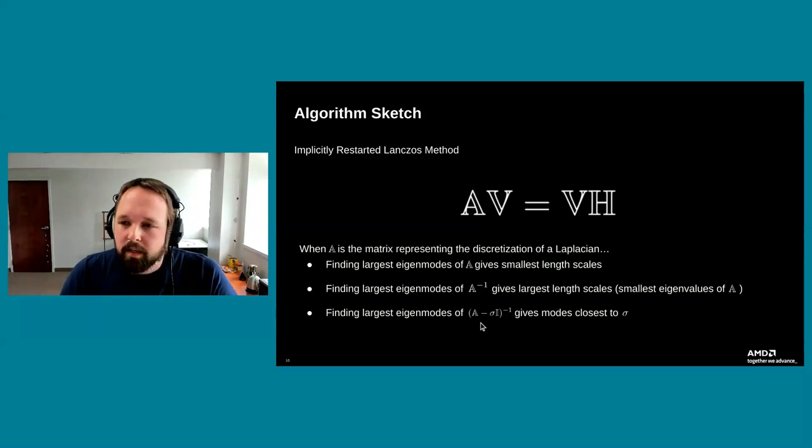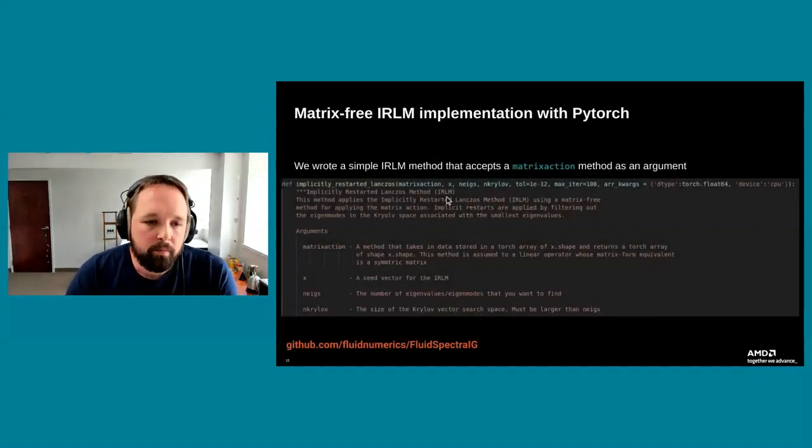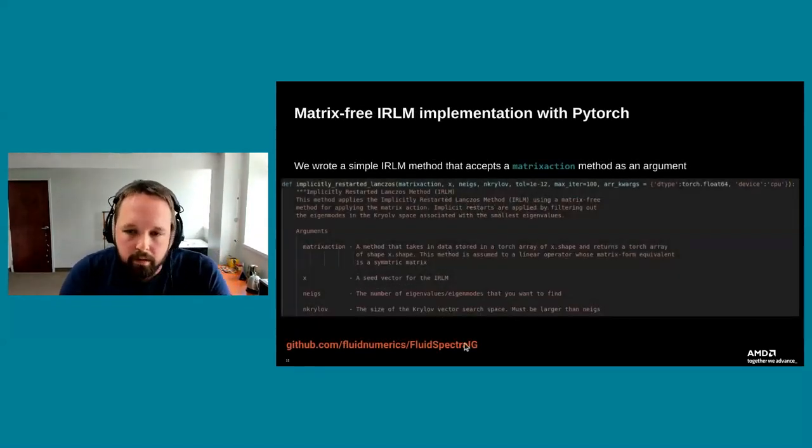The other trick we can do is to bandpass things, say, do a shift and invert. If I pass in A minus sigma times the identity matrix and then invert that, I can tease out the modes that are closest in magnitude to the eigenvalue sigma. So this is all quite useful for constructing subsets of the eigenvector space. I'm more than happy to talk about this kind of stuff, but I'm sure you're here more for the PyTorch side. So here's what the implementation looks like, which you can find on our GitHub, github.com/FluidNumerics. The code is called FluidSpectraIG.